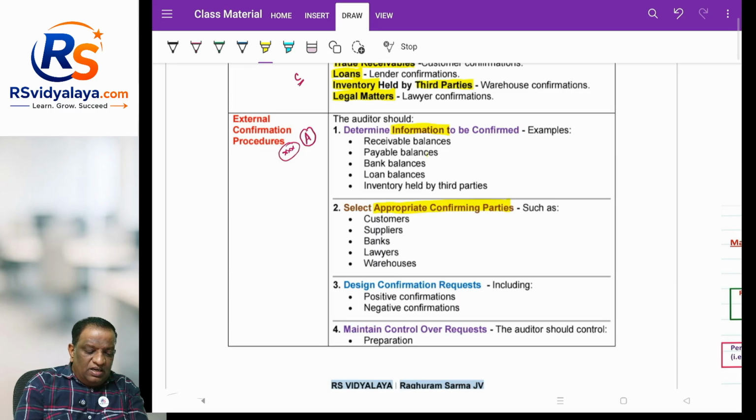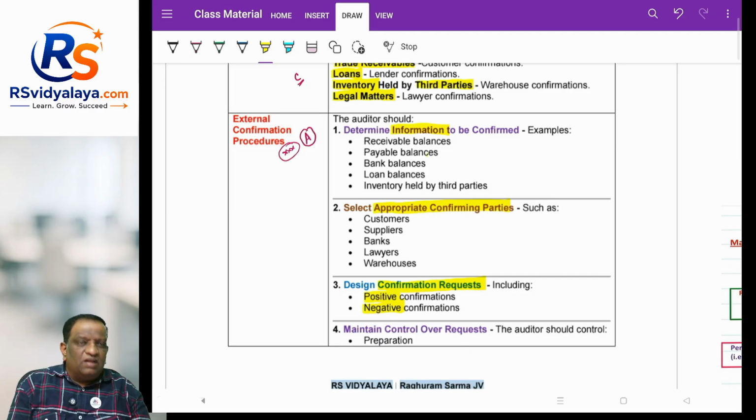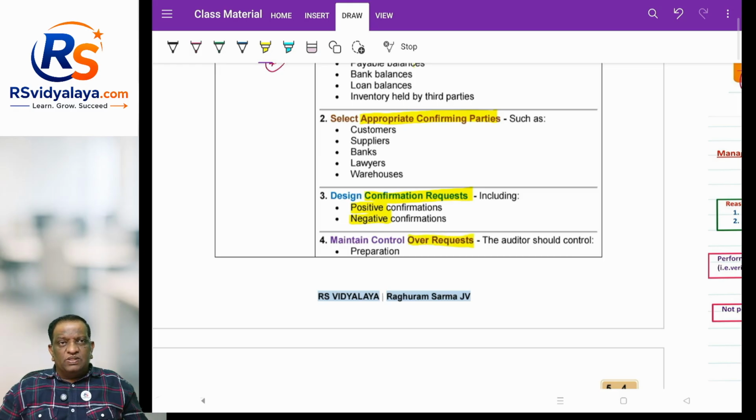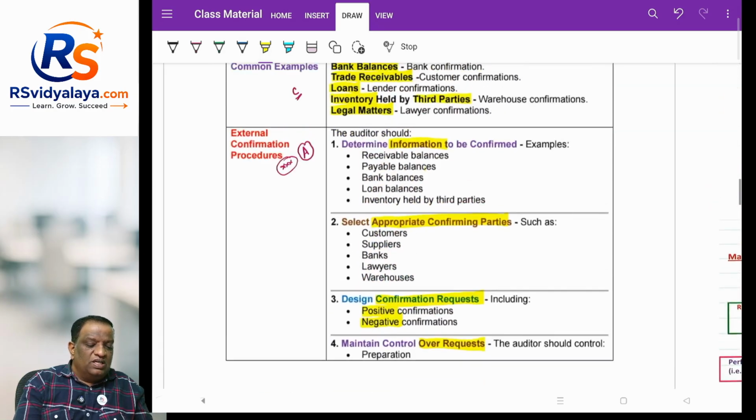Then third one, design the confirmation request, that is, do you want it a positive or a negative? We have already talked about that. Positive confirmation is a confirmation where you expect the party to respond whether he agrees or disagrees, whereas negative confirmation, you expect the party to respond only if he disagrees. And then finally, maintain the control over requests, that is, how many people are you sending to, how many people are responding. So, that control you will have to keep. So, these are the 4 steps.